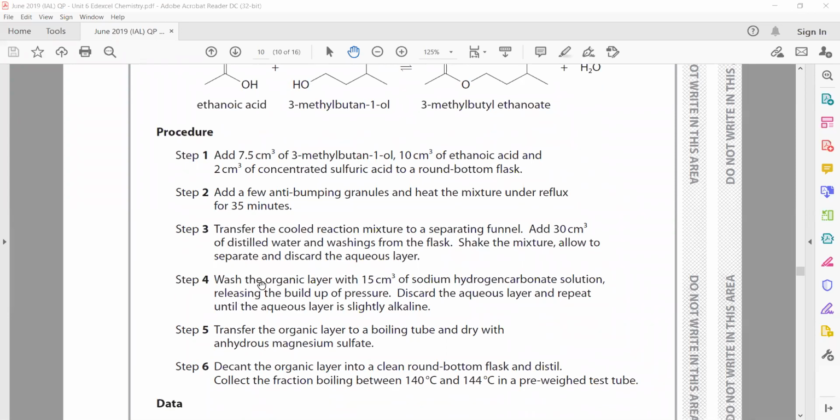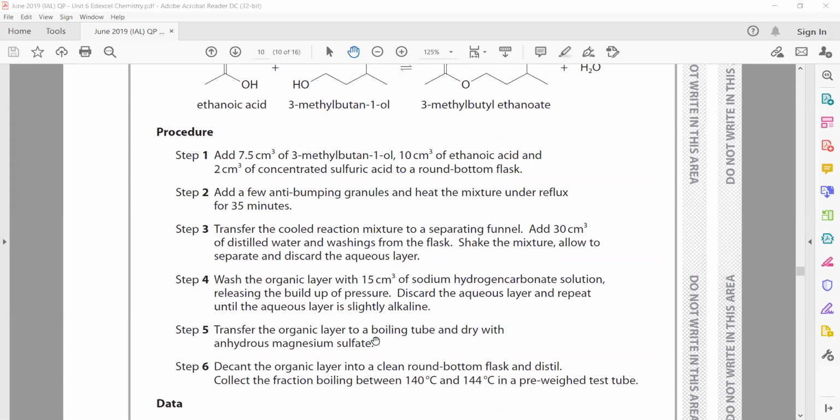Then wash the organic layer with 15 cm³ of sodium hydrogen carbonate, the main purpose of which is to remove any trace of acid, and release the gas to release the buildup of pressure. Discard the aqueous layer and repeat until the aqueous layer is slightly alkaline.